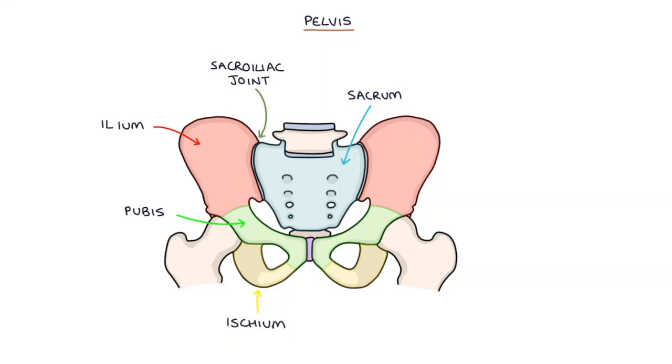On either side at the front of the pelvis are the pubis bones. The pubis bones join in the center at the pubic symphysis. Inferiorly, there is the ischium. The socket of the hip joint is called the acetabulum, and this is located at the point where all 3 bones of the pelvis meet together.